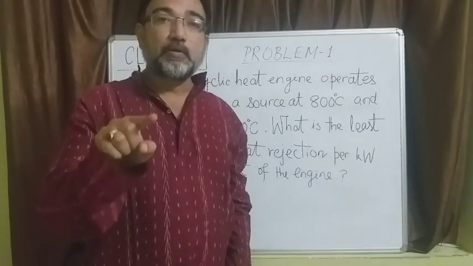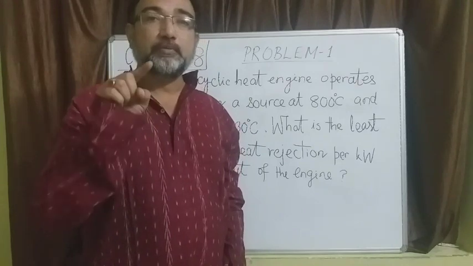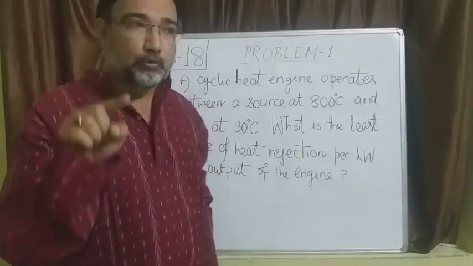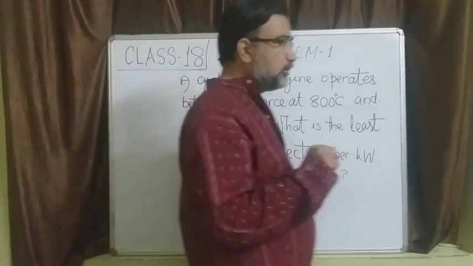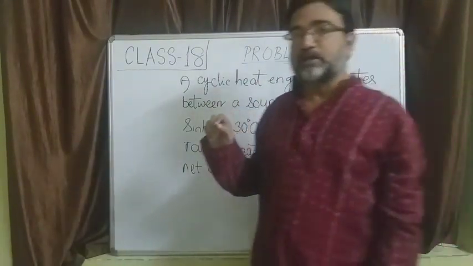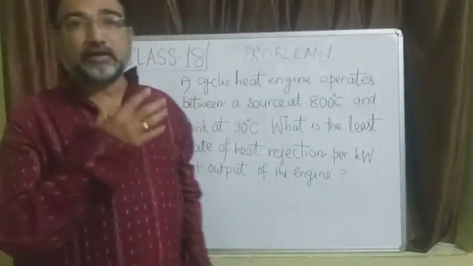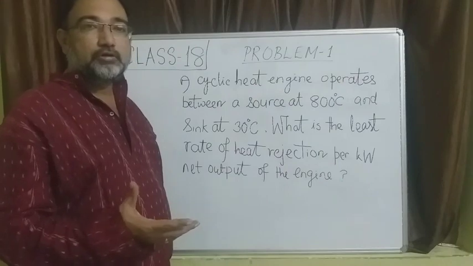What should be the minimum value of heat rejection? That means what should be the minimum value of Q2? So is this a Carnot cycle problem or a non-Carnot cycle problem? Think a while and make out.